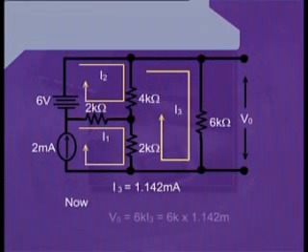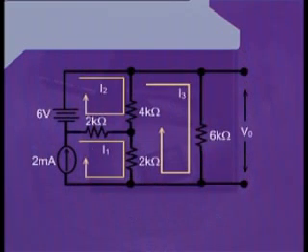Therefore, we can write V0 is equal to 6k I3. Putting the value of I3 into this expression, we can write 6k into 1.142 milli. Therefore, we can get V0 is equal to 6.85 volts.